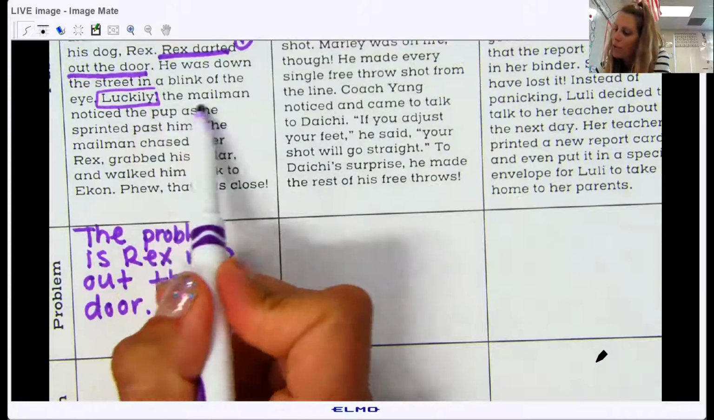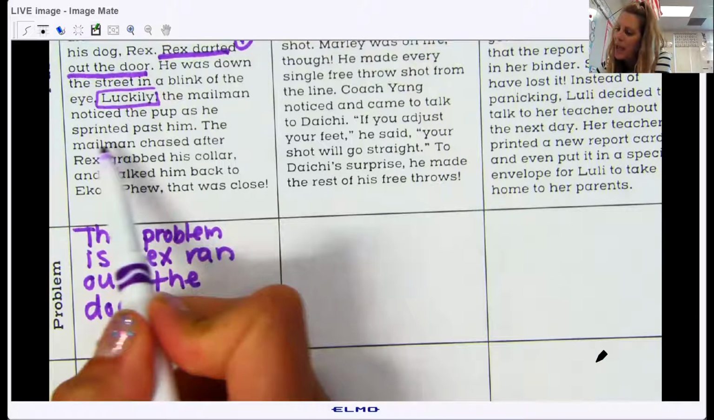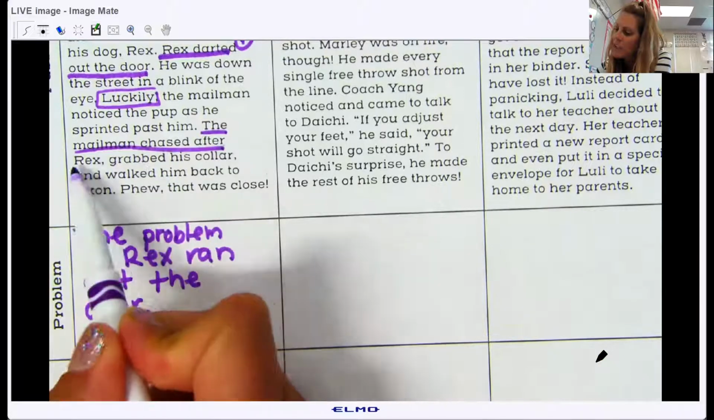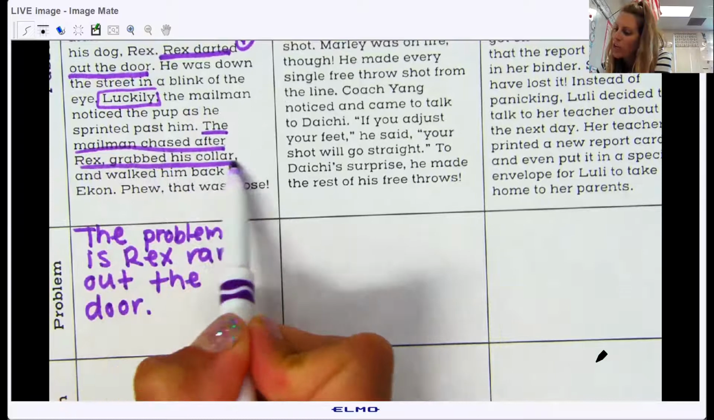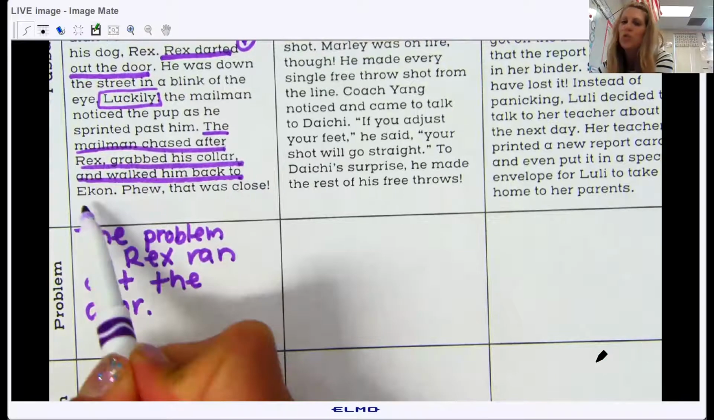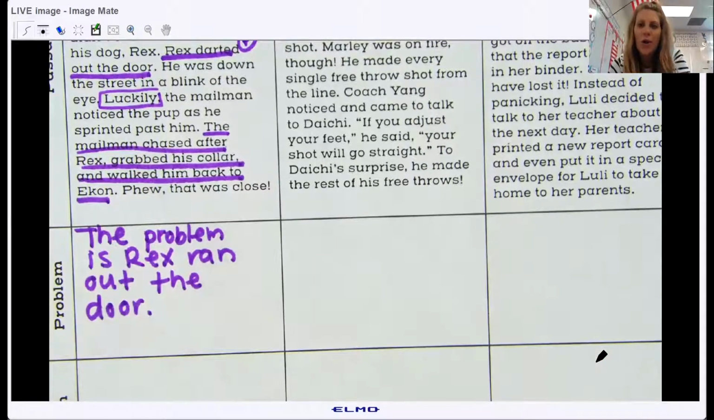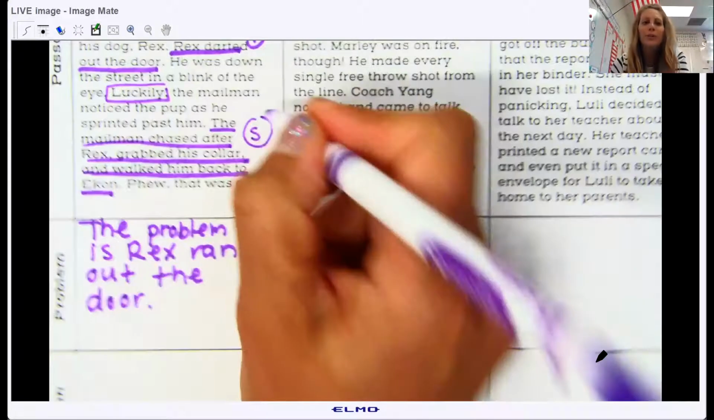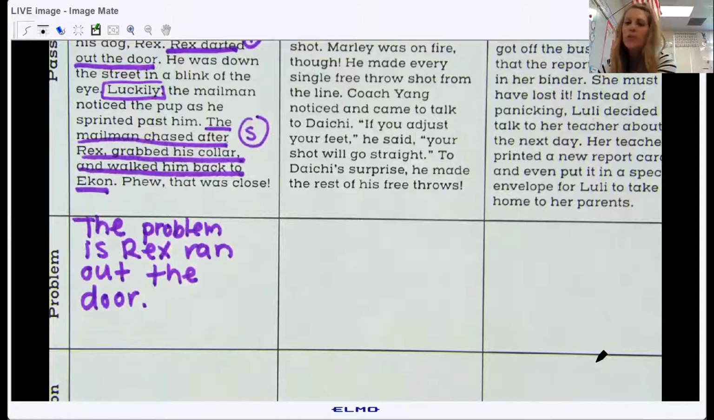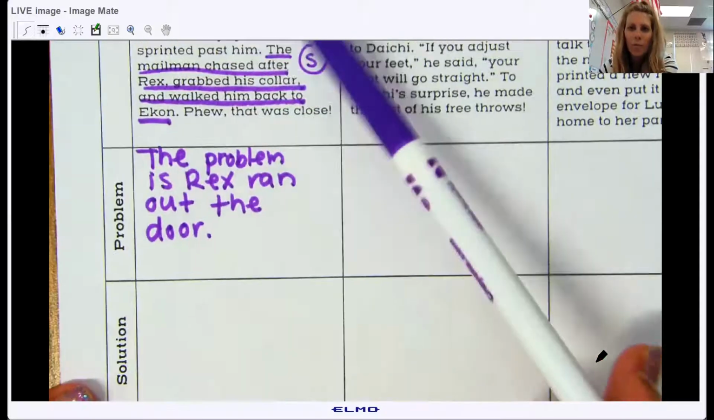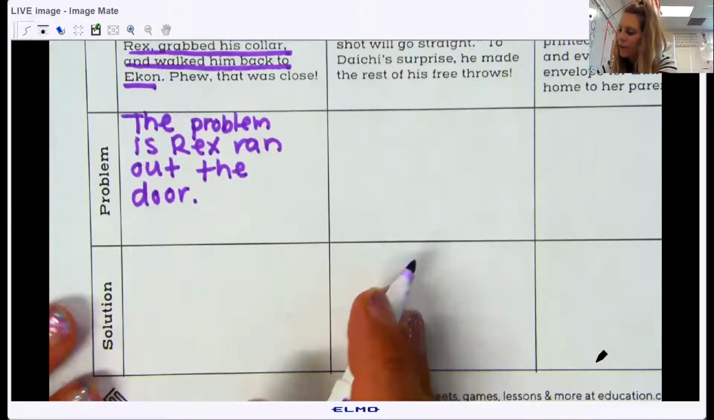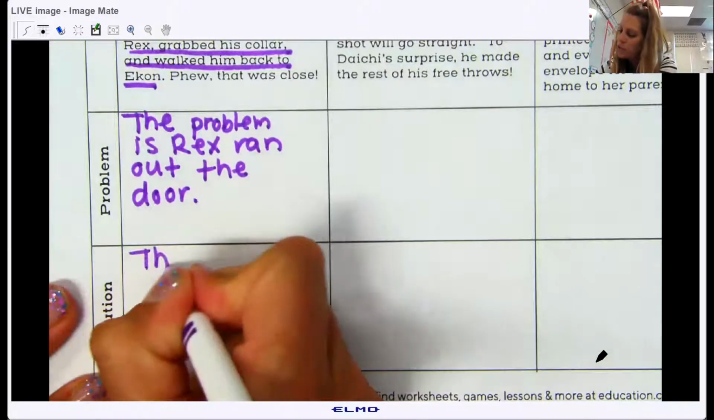Luckily, the mailman noticed the pup as he sprinted past him. The mailman chased after Rex, grabbed his collar, and walked him back to Econ. That is our what? Solution. Okay, so remember, we don't have to copy word for word. We can write it in our own words, and I actually like that better. Okay, so what was the solution?